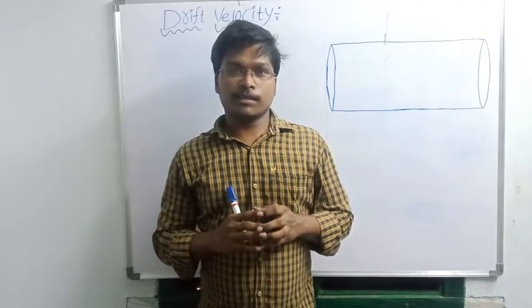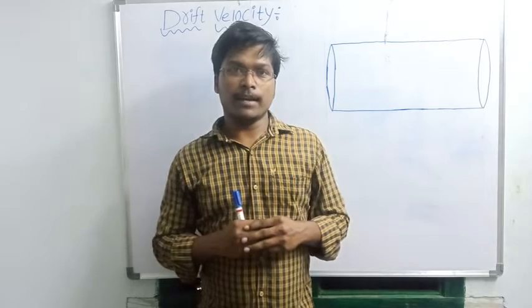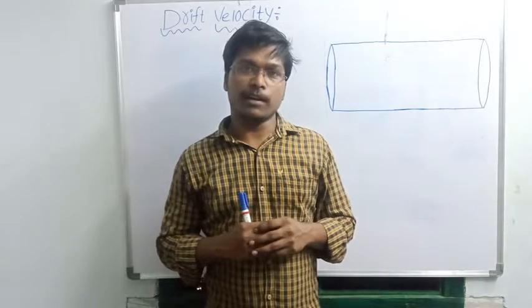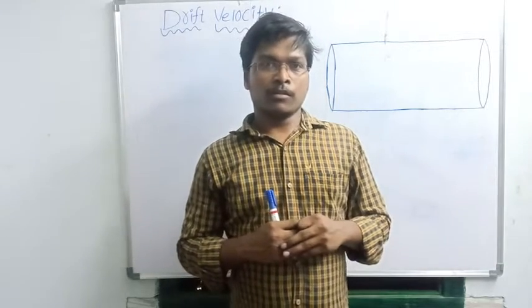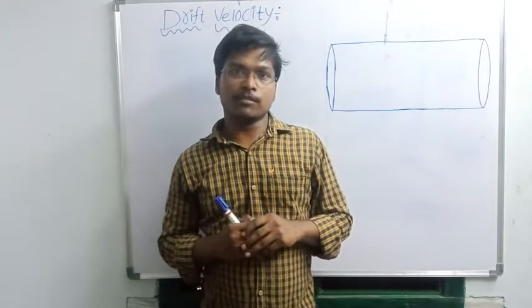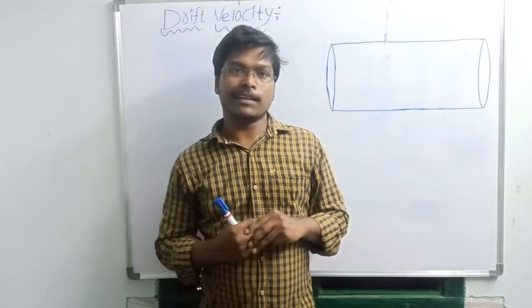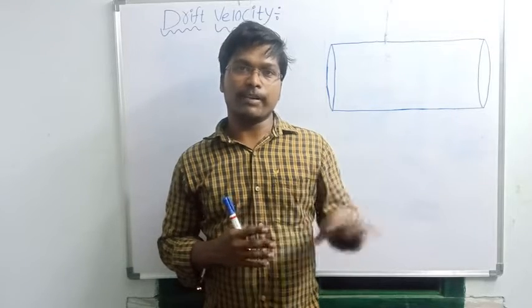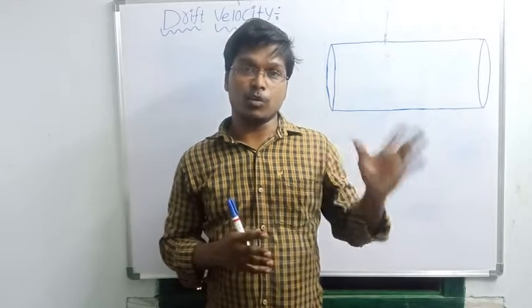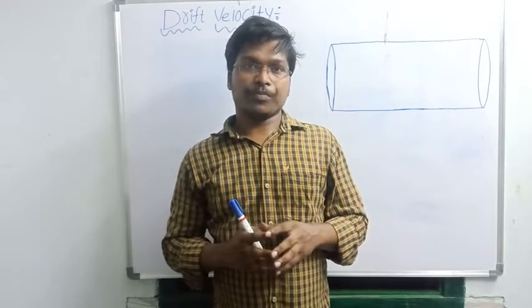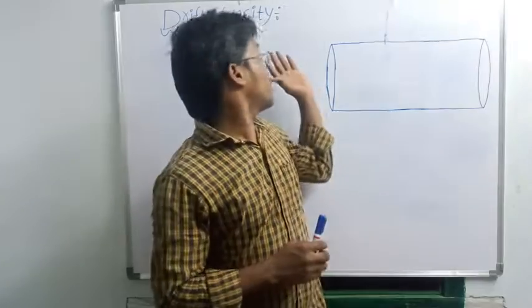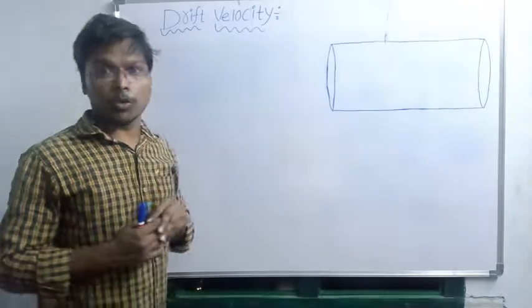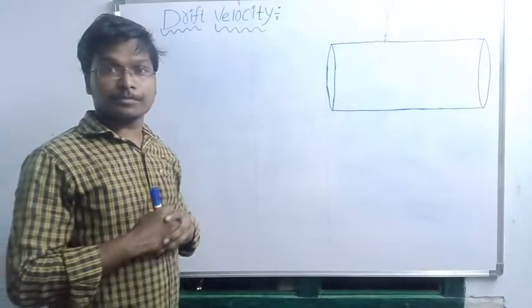Today we are going to discuss a new topic. I started yesterday a new topic, current electricity, unit 2. There we discussed two topics: electric current and conventional current. I already told you the definition and explanation of those two topics. Now today our third topic in this chapter is drift velocity.